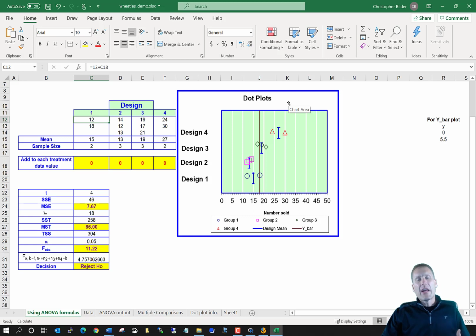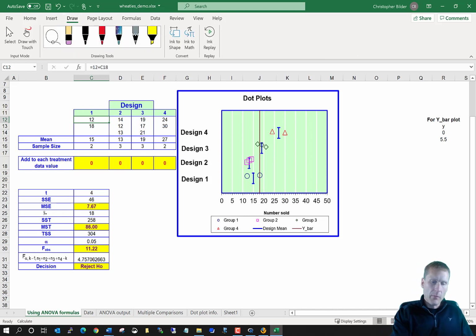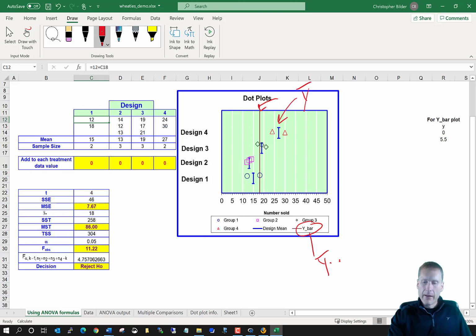But this is essentially the same kind of dot plot that we saw earlier, where now the overall mean, y bar dot dot, sorry, my notation is a little bit off there, is denoted by this particular line. And then I have each of the corresponding design type means represented on the plot by these blue lines. And then the observations are denoted by the plotting symbols themselves.